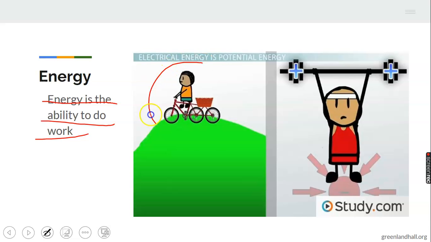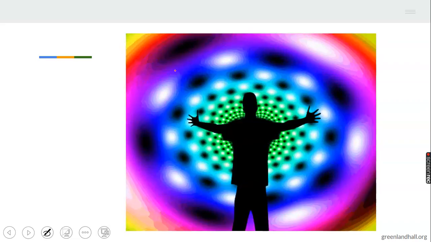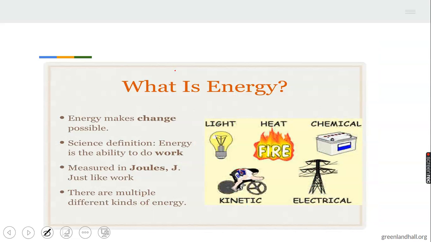As you can see in this picture, the young boy is doing what? Riding a bicycle. I'm sure you've moved around today. You've had your baths. You've put on your clothes. That's energy at work. It is the ability to do work. You can see this man has a lot of energy bursting through him. Energy is the ability to do work.